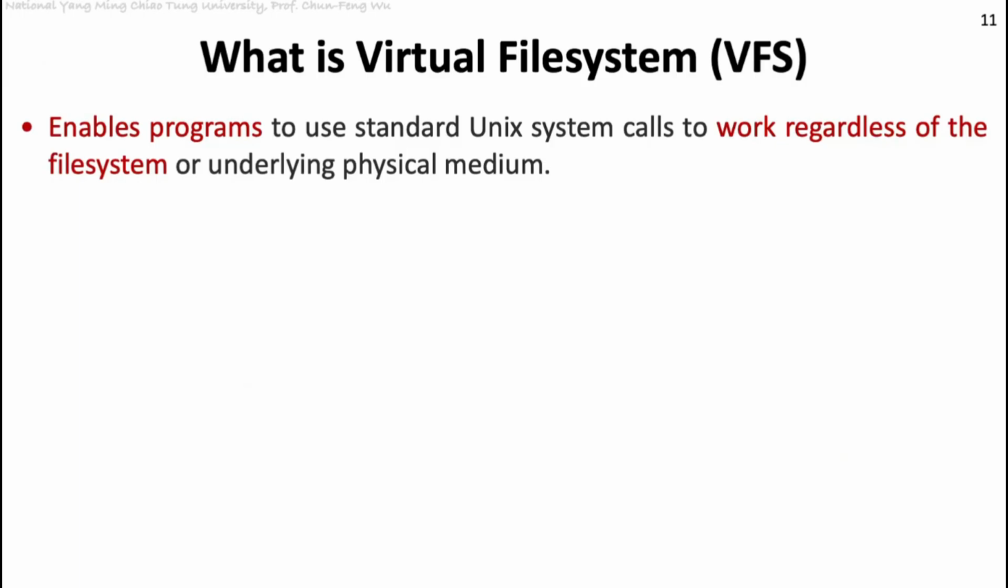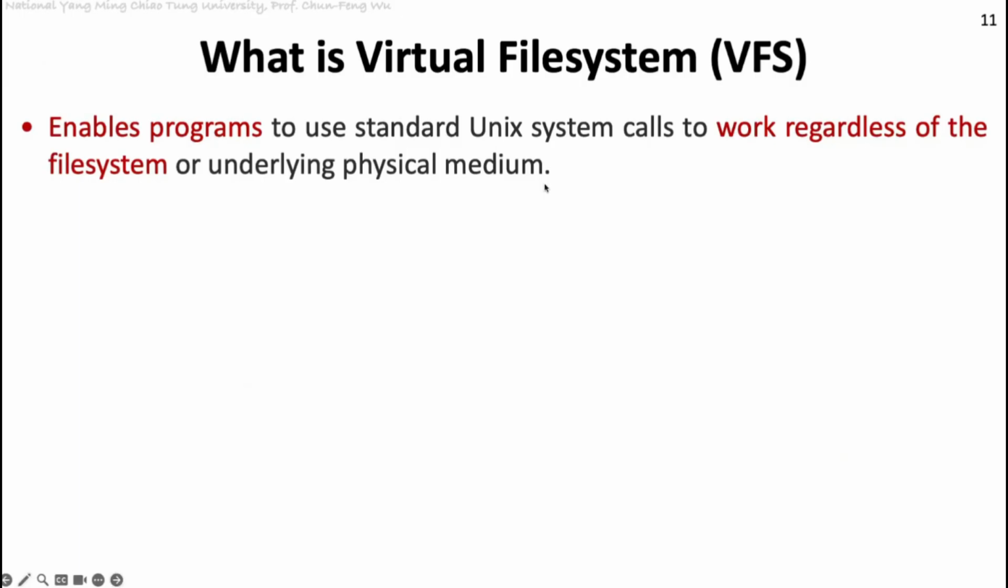For example, if one user is going to interact with the virtual file system, and the virtual file system knows this user A is going to access ext4, then the virtual file system will help to translate the code to be compatible with ext4. So the virtual file system can help you manage this kind of complexity, so the programmers don't really need to deal with different kinds of file systems. Okay, the goal of the virtual file system is to enable programs to use standard Unix system code to work regardless of the file system or underlying physical medium.